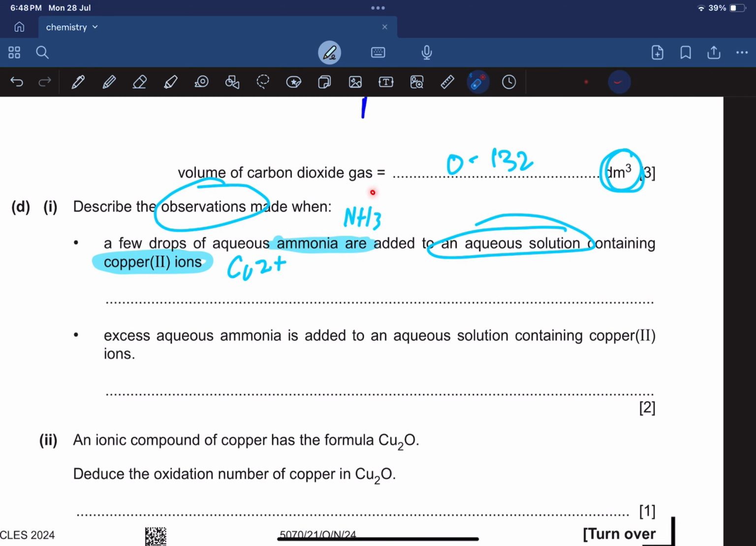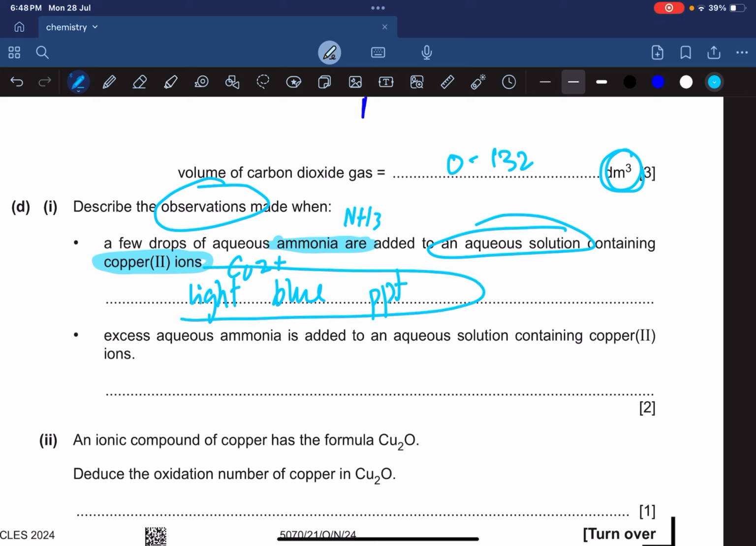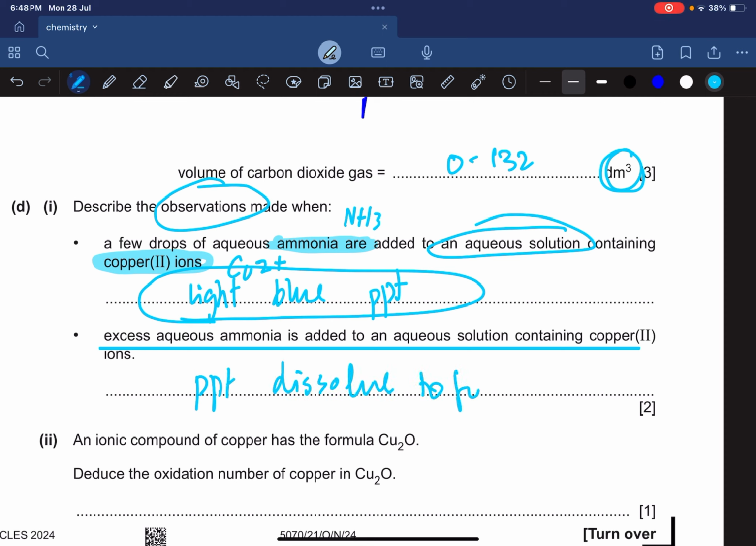Because it's an alkali and these are copper ions, what basically happens is, you have learned in salt analysis that when you add ammonia to copper ions, what kind of precipitate forms? A light blue precipitate. And when you have excess ammonia, the precipitate dissolves to form a dark blue solution. So in excess ammonia the precipitate dissolves, and it's a very important observation you have to write, to form a dark blue solution.